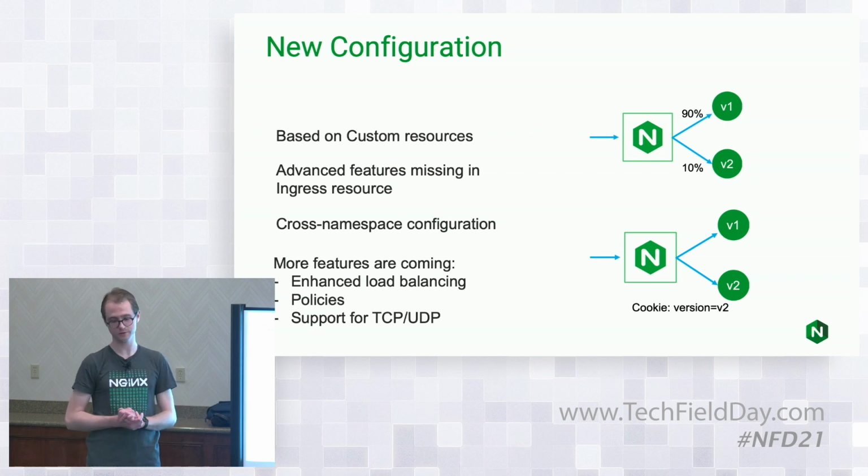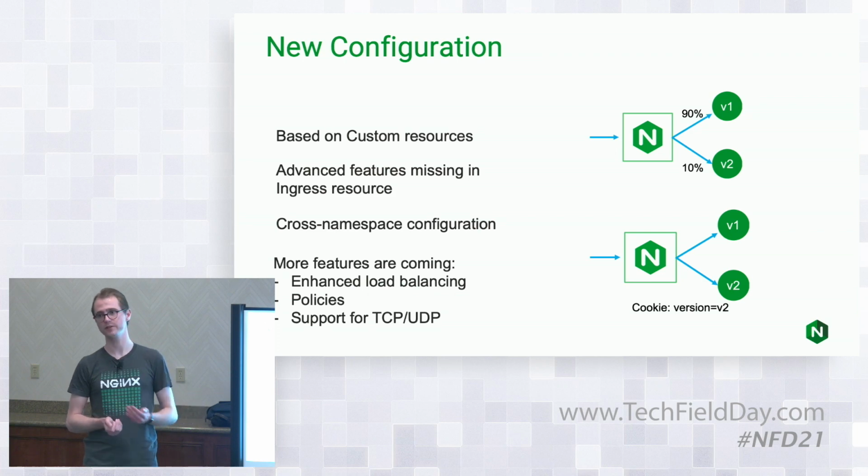And for our configuration, our Ingress controller supports the standard Kubernetes Ingress Resource with some limited but basic features. You can also use annotations to extend the standard Ingress Resource and use more NGINX features, such as authentication or rate limiting. And then we introduced the new configuration based on custom resources. This new configuration really enables you to use NGINX at its full potential. It supports advanced routing.